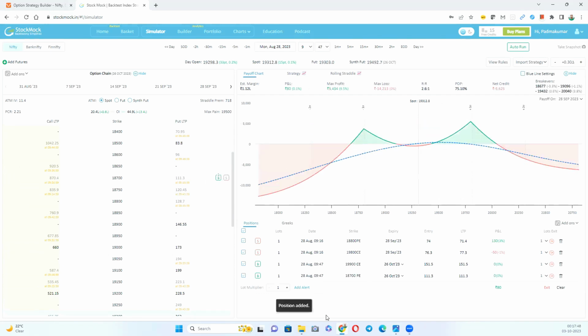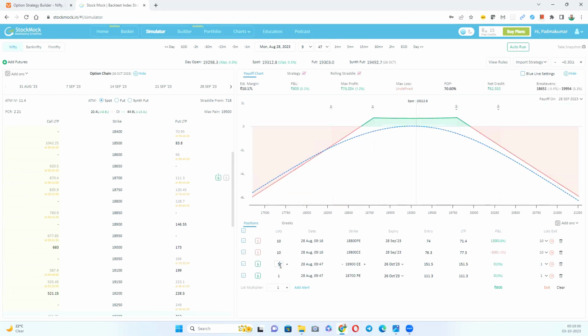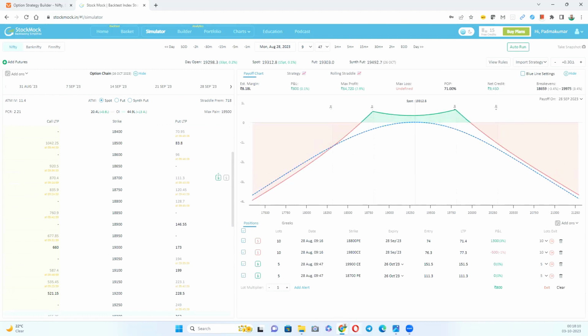So lot size will adjust. Sold option, I took 10 lots, and bought option is half of the sold option quantity, which means 5 lots. Now this is the structure that we took the trade.